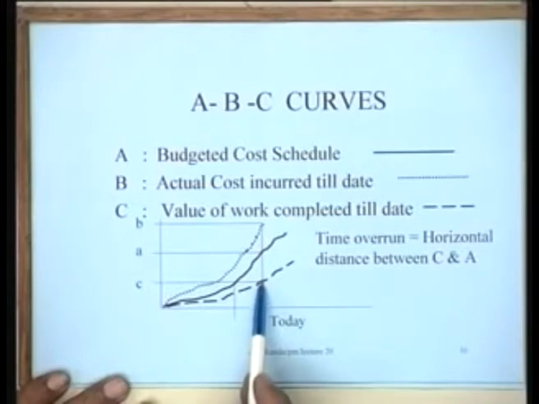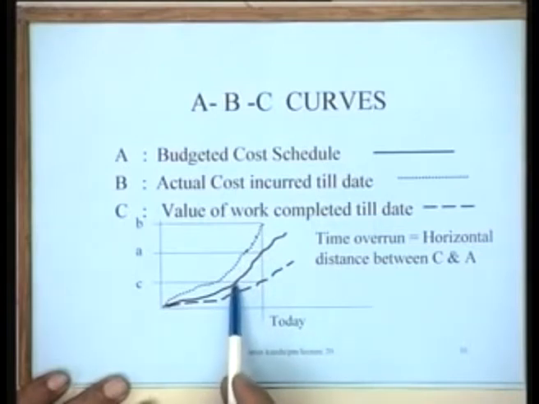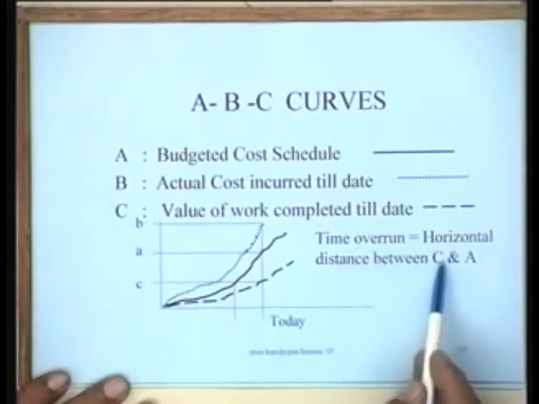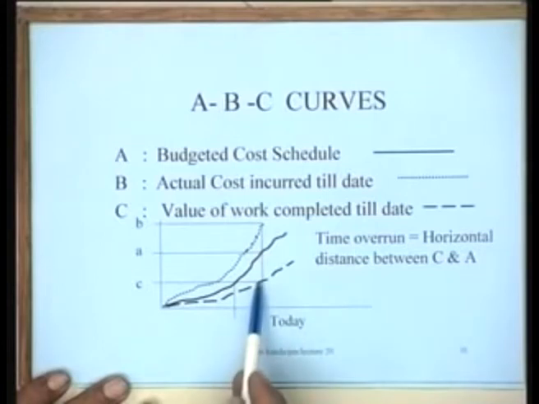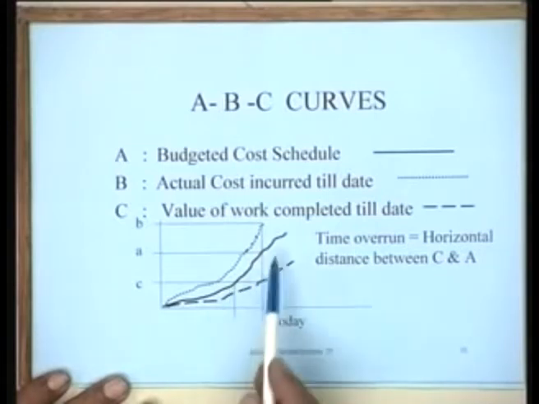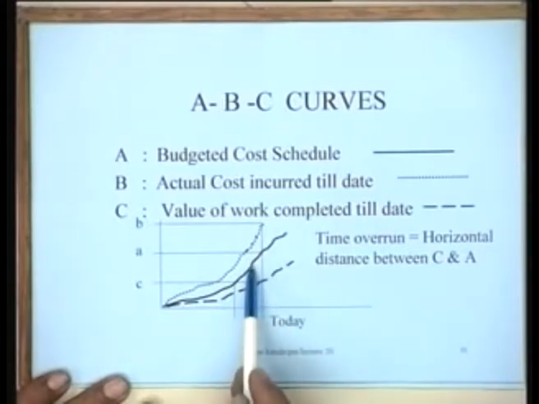Today I have done this much value of work. If I project this horizontal line, this intersects this budgeted cost schedule at this particular point. So it shows that this much value of work should have been done actually at this point of time. So this horizontal distance between today and this point, between C and A, actually tells you how many months behind I am. So really speaking, it is the relative placement of curves C and A.